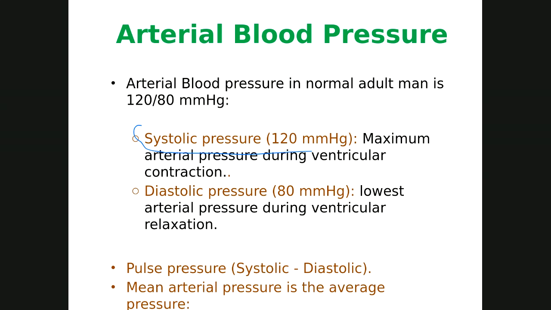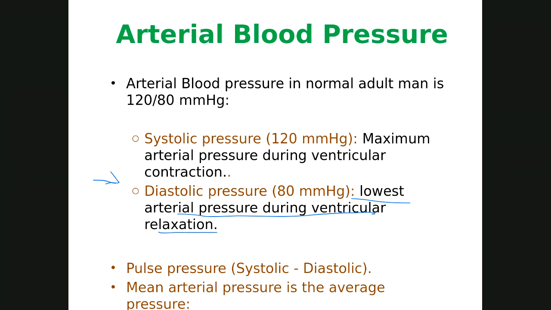And the average value is about 120. Now, what is diastolic blood pressure? Diastolic blood pressure is the minimum pressure exerted during the diastole or the ventricular relaxation. Now, this is a very, very important point to remember here. Diastolic pressure. Now, how can you record a low arterial pressure during ventricular relaxation?